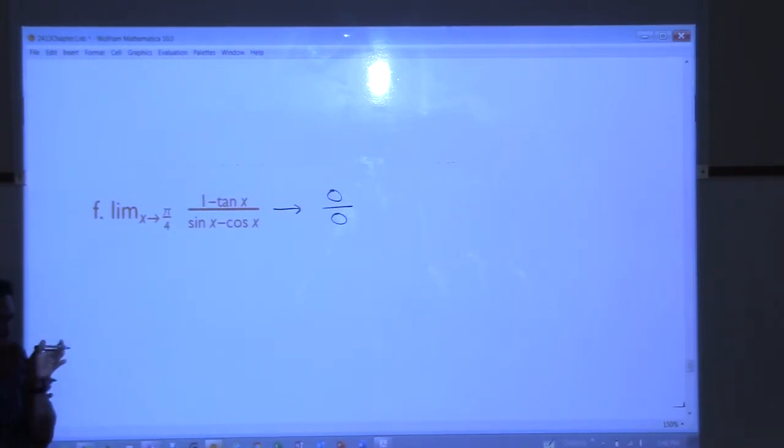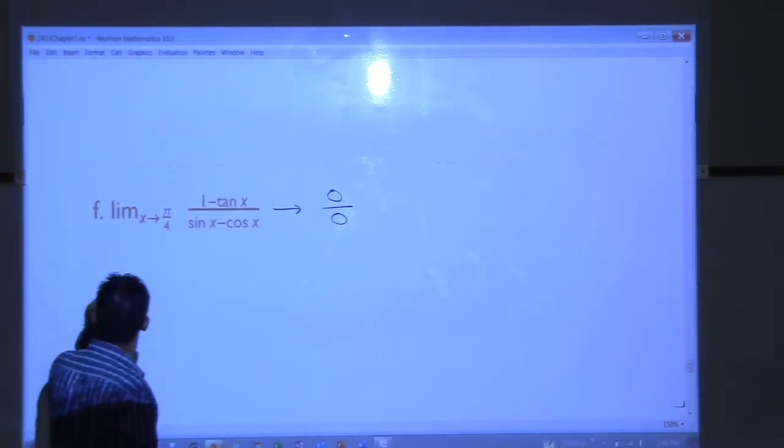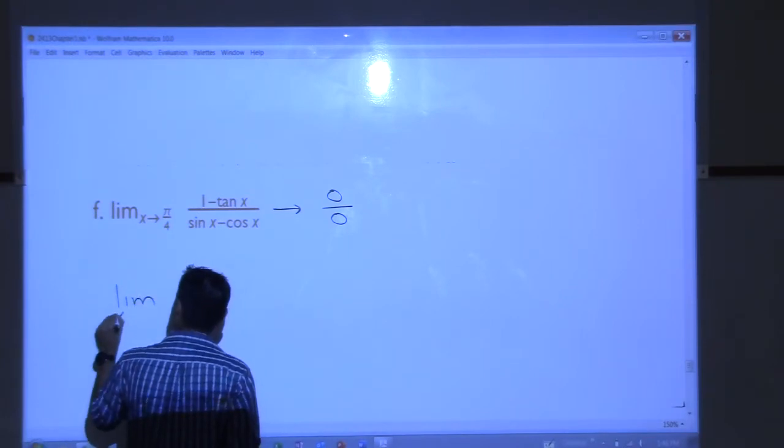We don't want to get our focus too narrow and think everything's going to be sine junk over junk every time. This problem we can do without sine junk over junk. We just have to do a little bit of algebra first. So you suggested something, what were you saying? Well, turn the tangent of x to... Okay, yeah, let's do that.